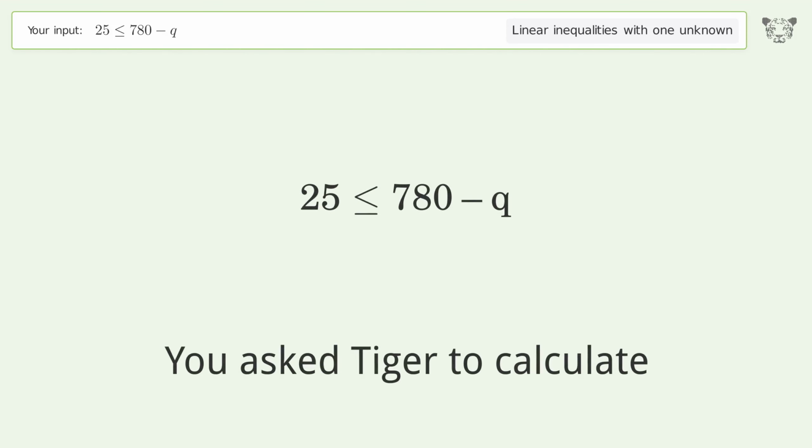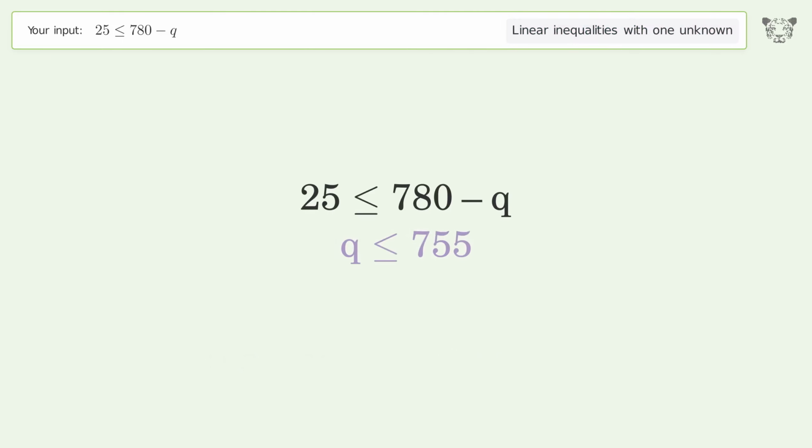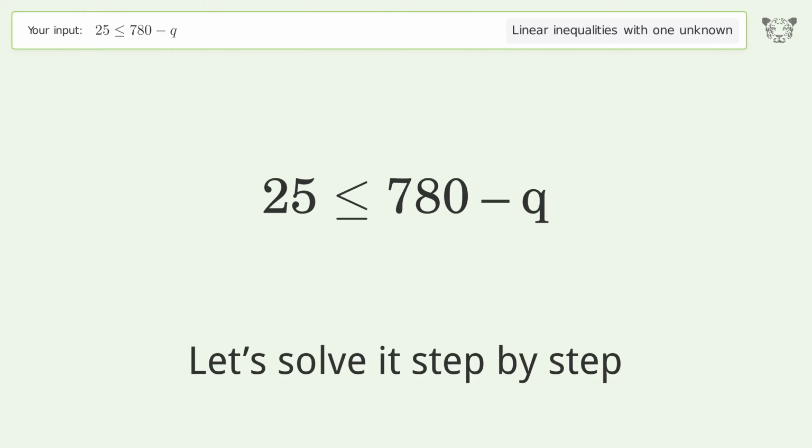You ask Tiger to calculate. This deals with linear inequalities with one unknown. The final result is q equal or smaller than 755. Let's solve it step by step.